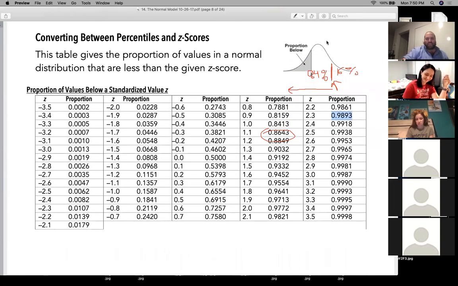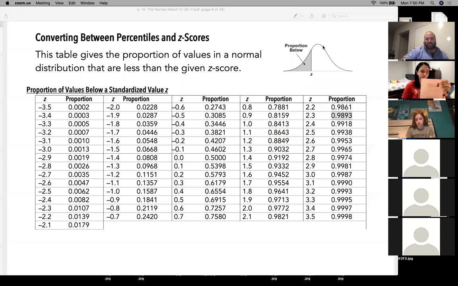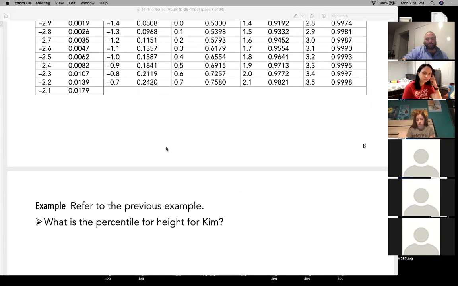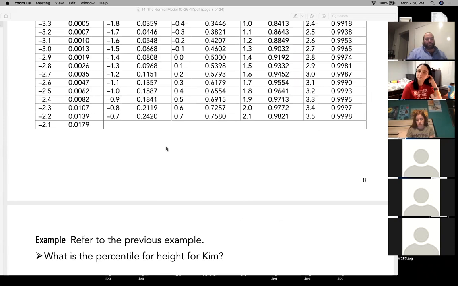So we're going to do some examples of this. Let me erase this and let's do some examples. Okay. So what is the percentile for height for Kim? So what was Kim's z-score?